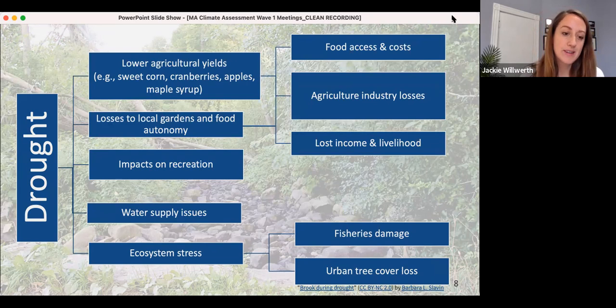There are impacts on recreation, again, water supply issues, and ecosystem stress. And here we've listed fisheries damage and also urban tree cover loss, which we know is particularly susceptible to drought and provides a lot of benefits, particularly in terms of cooling, which may become even more important as heating occurs.